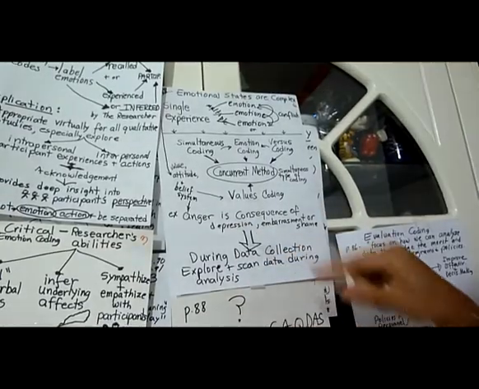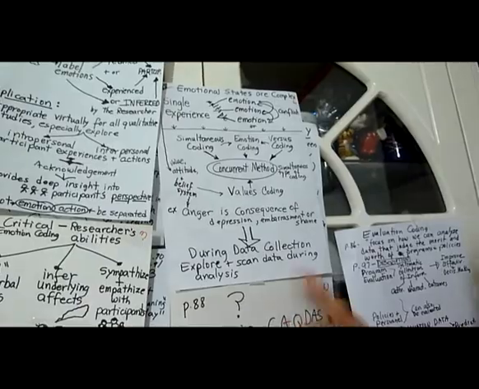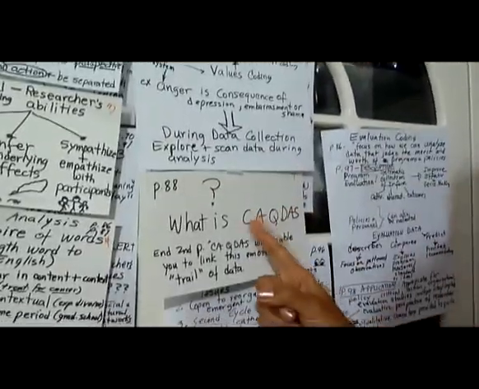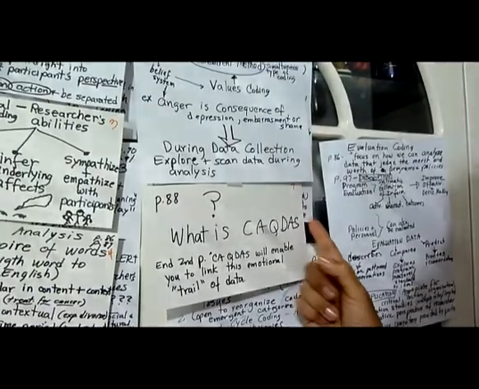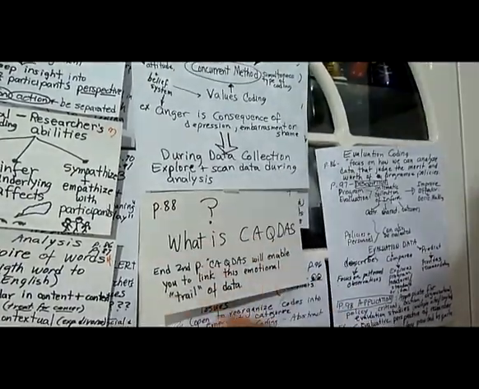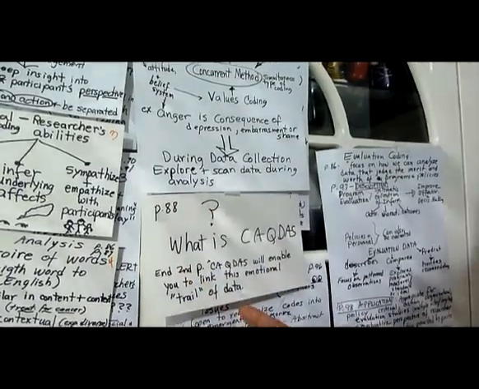Something that the book on page 88 indicates is that later, because we don't know it yet, there is a system, C8QDAS, which I don't know what it is, but once we learn, this will enable us to figure out how we follow this trail of data. Now we're going to go to the value coding.